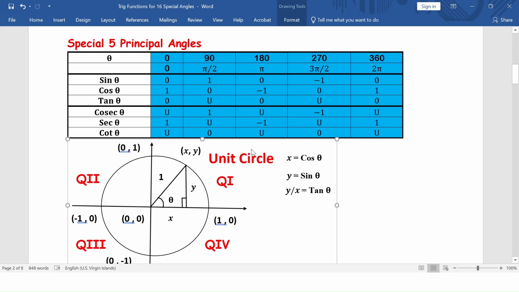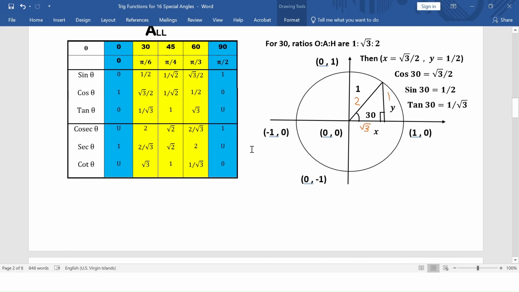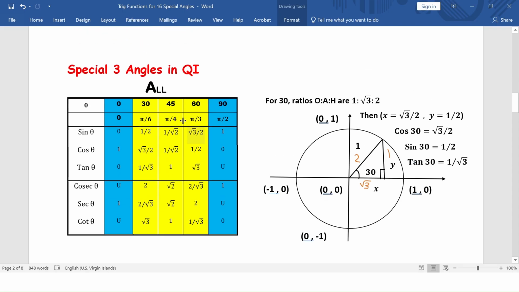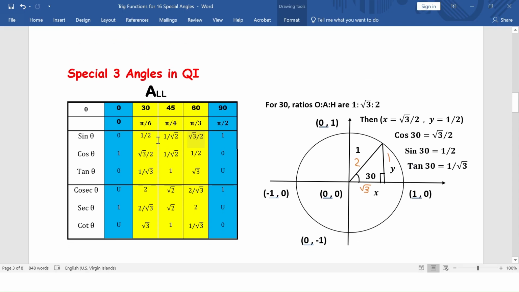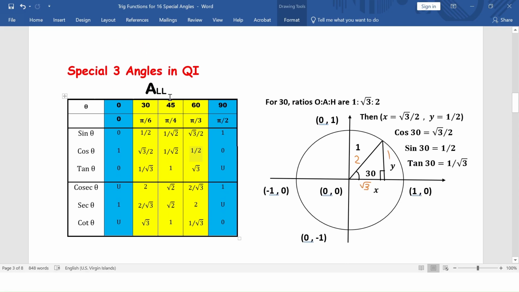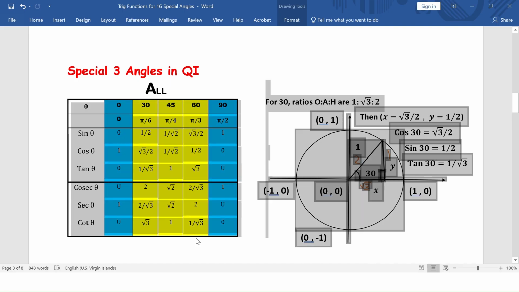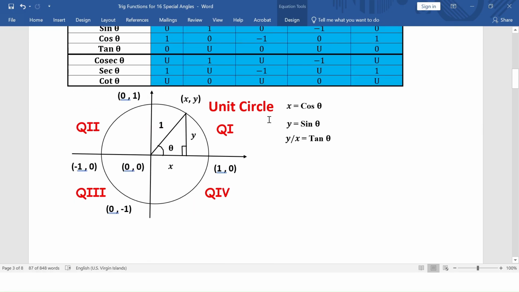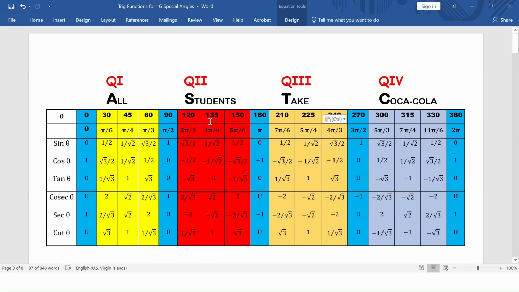Alright, now let us go to these others. Now they will have fractions. The ratios will become fractions now. Let us see quadrant 1. In quadrant 1, all of them are positive. That's why you can see all of them are positive in quadrant 1. But we'll see when we go to quadrant 2, we say that sine is positive.